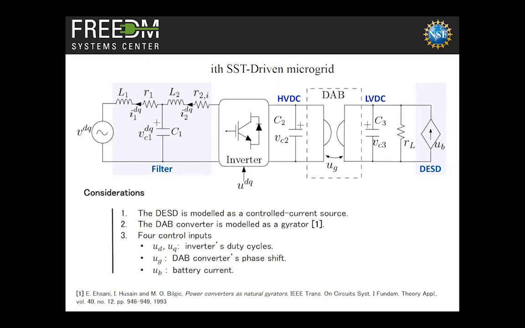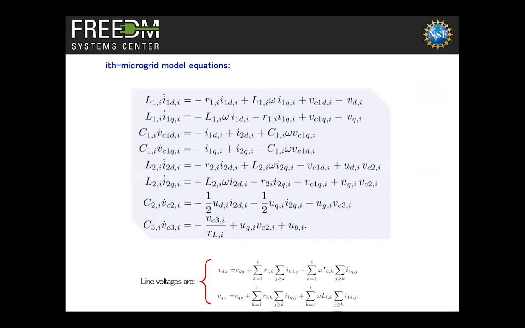And the control inputs, the physical meaning of which I will be using for my designs, are the duty cycle of the inverters, also the phase shift of the dual active bridge, and the battery control, the battery current, which also will be regulated to its necessary set points.